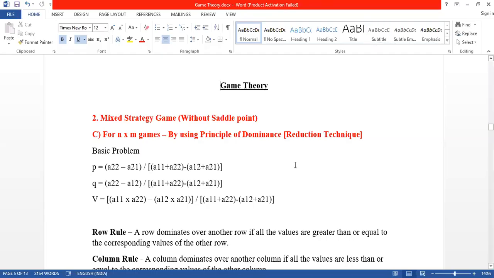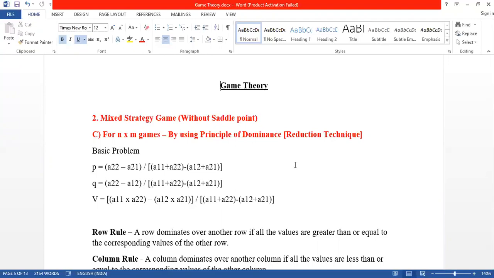Hi, today's session is on game theory, mixed strategy game. In our earlier lectures of mixed strategy game, we have discussed two different methods, that is odd method and graphical method. Odd method was for 2 cross 2 matrix. That means both the companies had two strategies each. Whereas graphical method is used for such situations where one of the company has two strategies and the other company has more than two strategies. Now, for our current session, we will be discussing principle of dominance method.